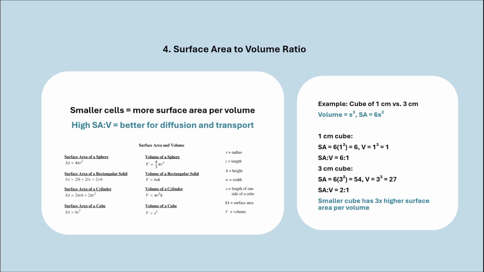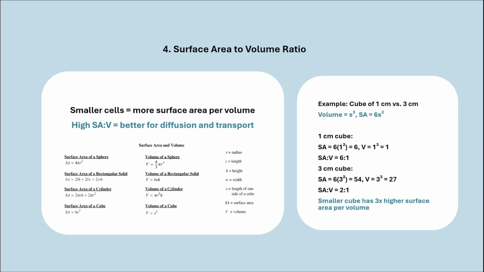So surface area to volume ratio, this one tells us why cells stay so small. Because small cells will have more surface area for each unit of volume, and this will be better for diffusion and transport. And here are some equations for calculating surface area and volume. They are all on the equation sheet in AP Bio.